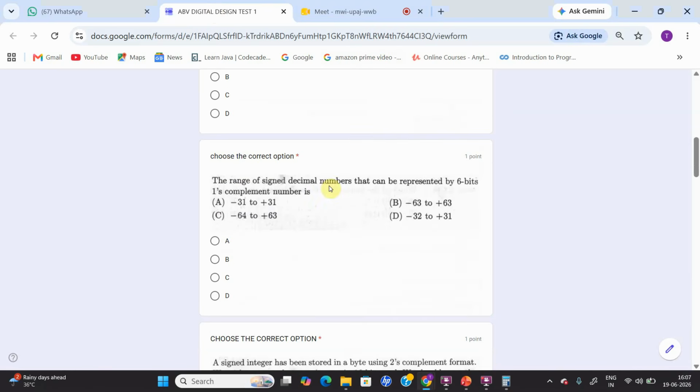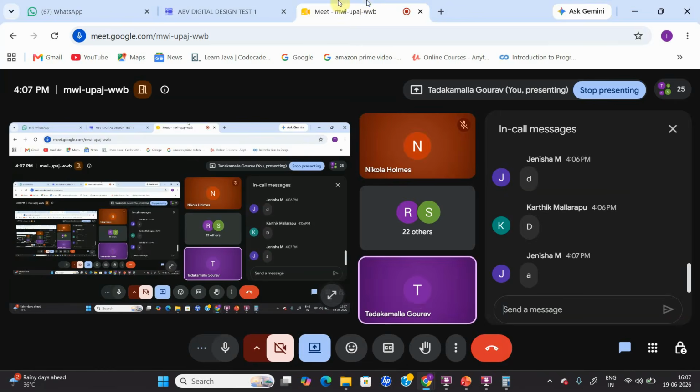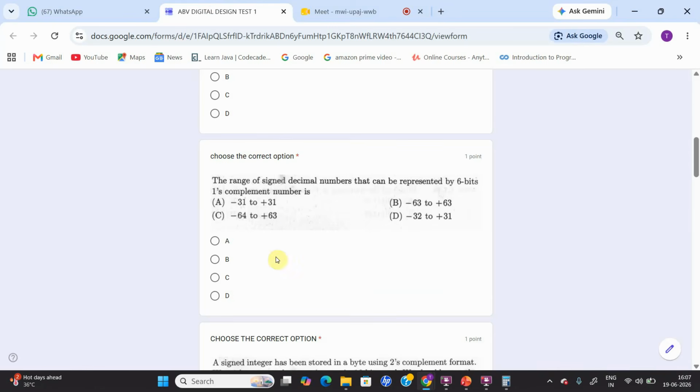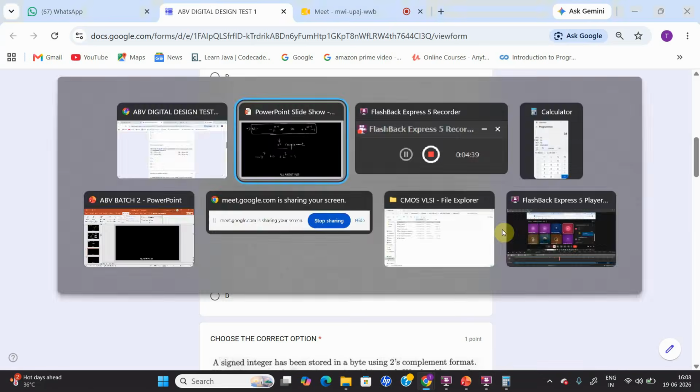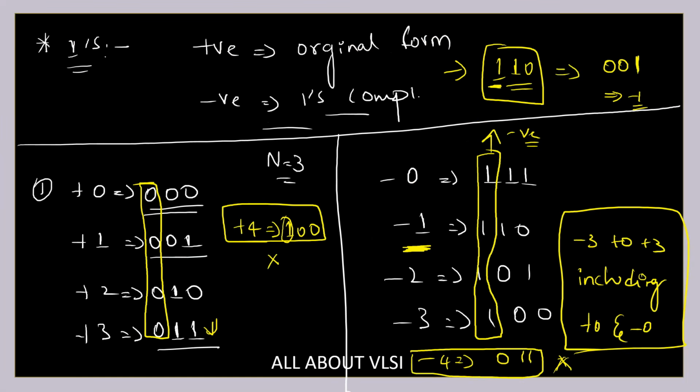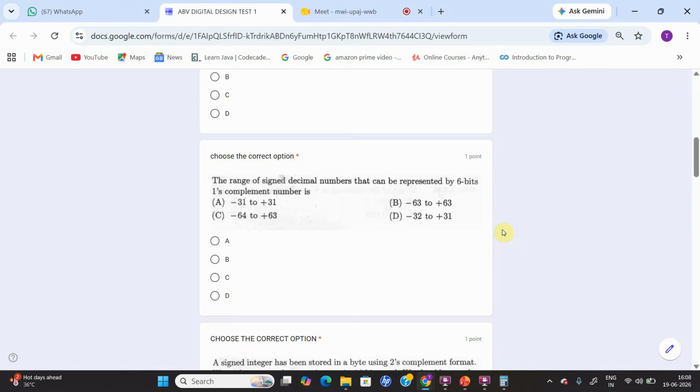Next, the range of signed decimal numbers that can be represented by 6-bit one's complement format. This is also a very straightforward question. Whether it is option A or D or C or B. Exactly, it's option A. The range of one's complement format of representation we have already discussed. It is minus 2 power n minus 1 minus 1 to plus 2 power n minus 1 minus 1. If anyone hasn't watched the previous session recordings, you can watch them, which are already available on our channel.